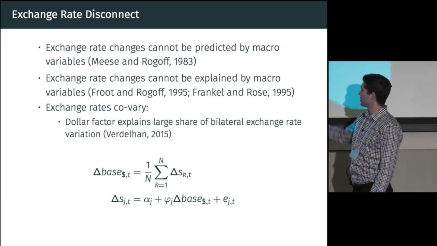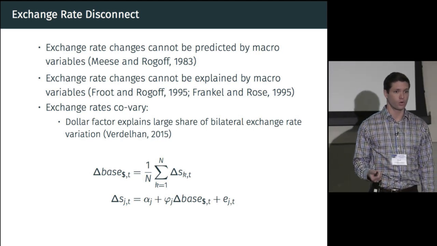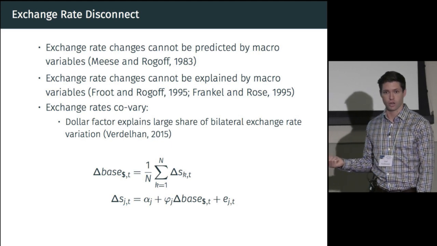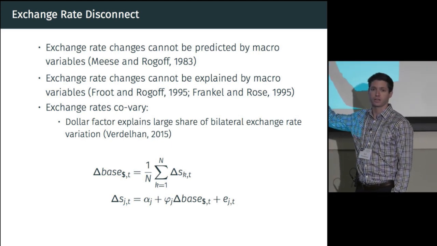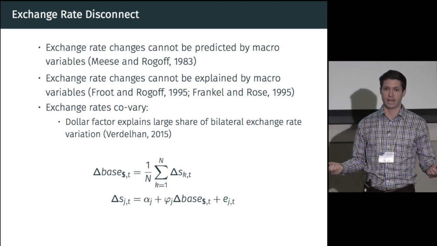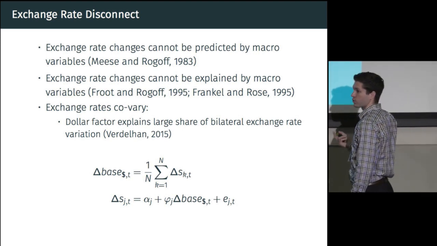Say we take bilateral exchange rates with respect to the US dollar. S here is the exchange rate in foreign currency per US dollar. An increase in S implies an appreciation of the dollar. What we do is we construct a US dollar base factor. What it is, is just the average appreciation of the dollar versus some basket of currencies. You could think about this similar to a market factor when we look at equities.